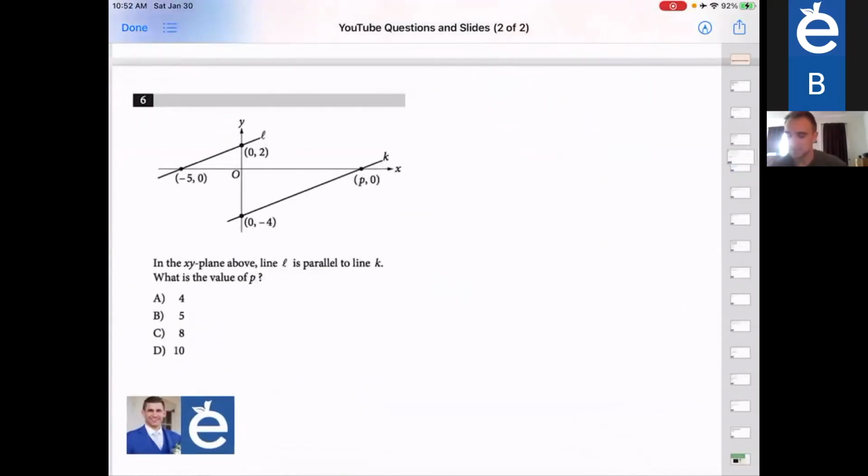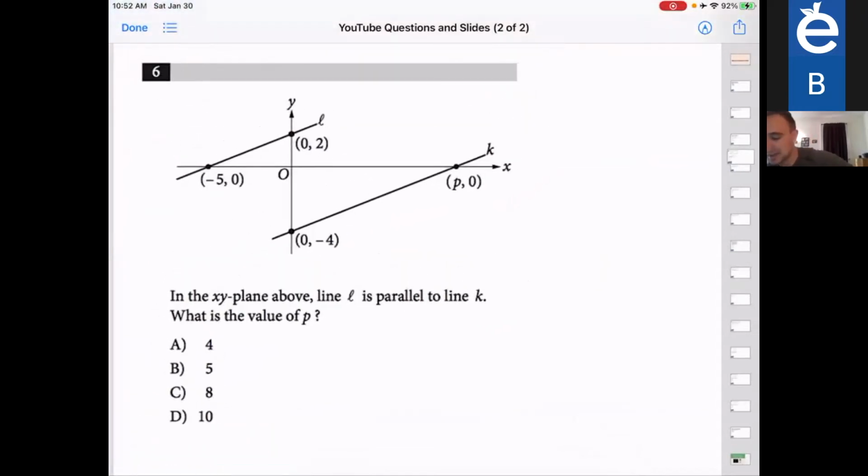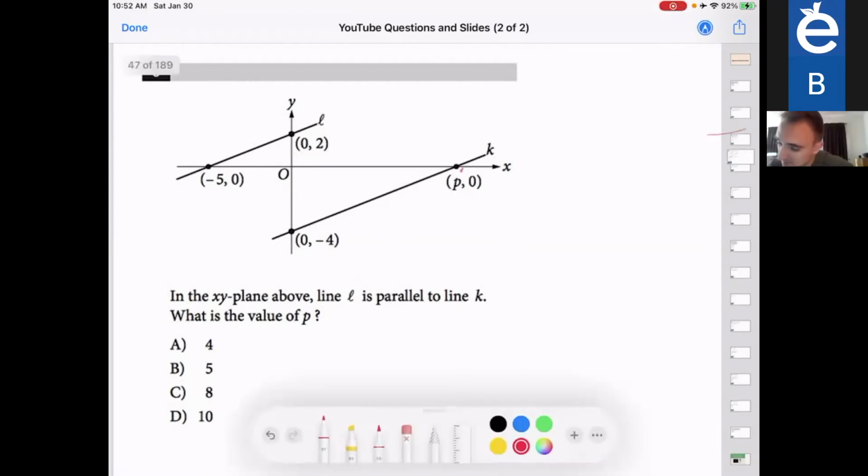47 here, number 6. They give us a graph. It says in the XY plane above, line L is parallel to line K. What is the value of P? So we can see here, P describes the X value of this coordinate over here on this line K. They tell us, and this is vital to this question, that line L is parallel to line K.